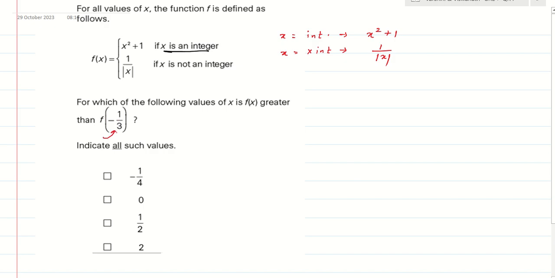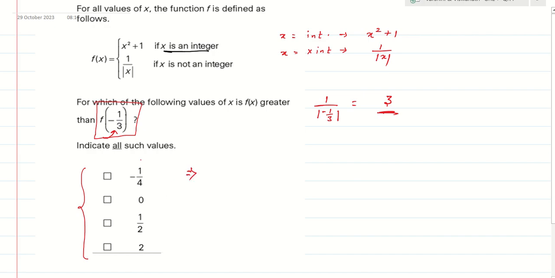Look at this one first. What is given as the input here? Which means how should I do it? Right, 1 upon mod x. What is the input? Minus 1 by 3. How much will I get? 3. Now the question is, for which of the inputs here my function output must be more than 3? This is the question, right? This is all the value of x only. Now plug in the first and check it out.